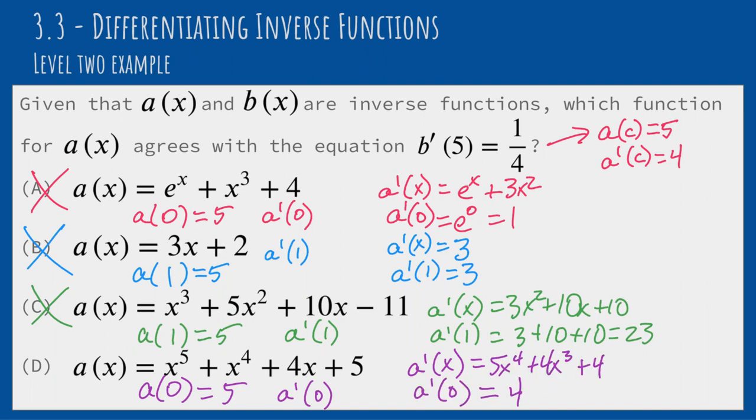Looks like that's a winner, because the derivative at 0 on a is 4, meaning the derivative at 5 on b is going to be the reciprocal of 4, which is 1/4. So D will be our answer here.